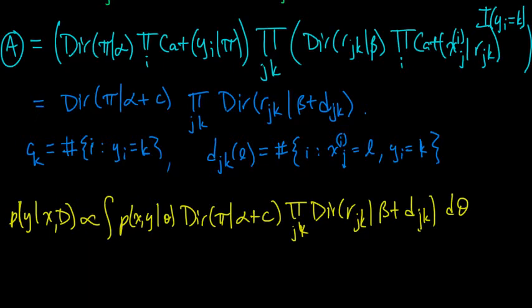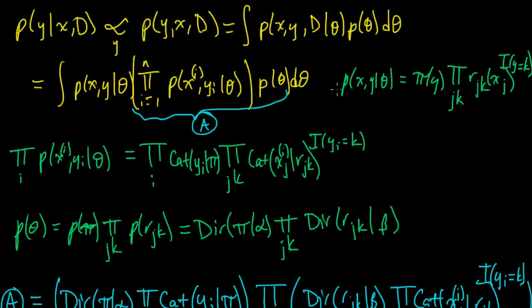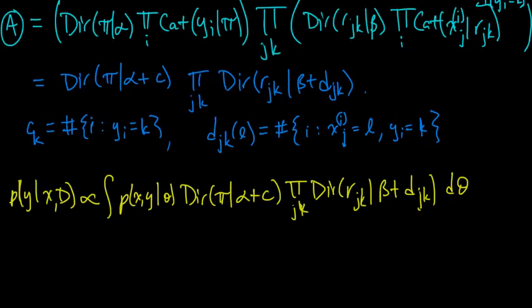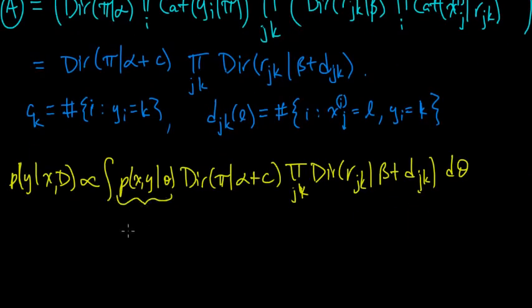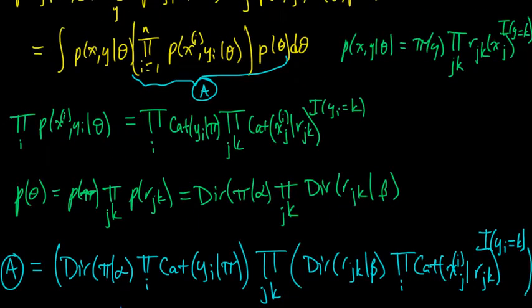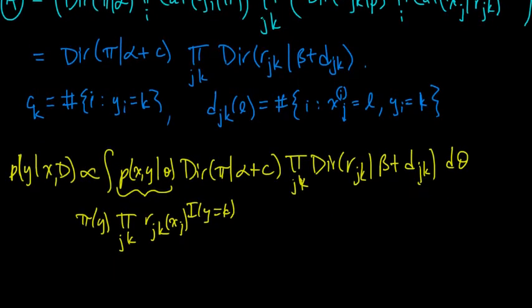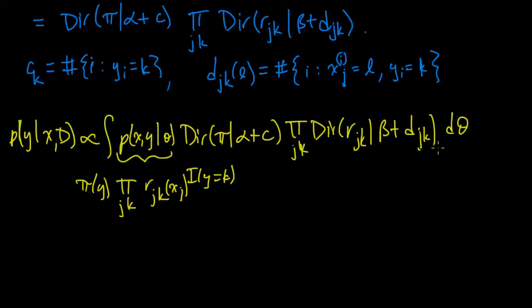Now this part, we came up with our nice little expression for, which was this thing. So that's the probability of y times the product over j and k of r_jk of x_j to that indicator. Let's put that: probability of y times product over j and k of r_jk of x_j to the indicator that y equals k, right? Let's see those. Yep, that's right. And now, okay, now we're going to integrate.